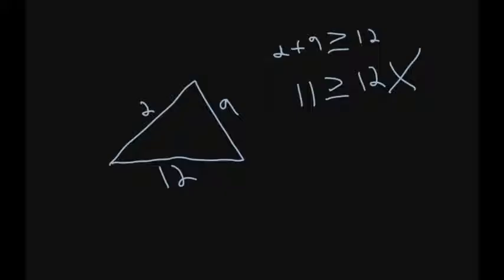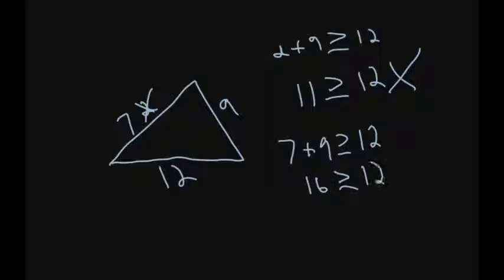So let's change this. Let's say instead of a 2, that was a 7. So let's try it now. 7 plus 9 is greater than 12. 7 plus 9 is 16. 16 is greater than 12, so that one will work.